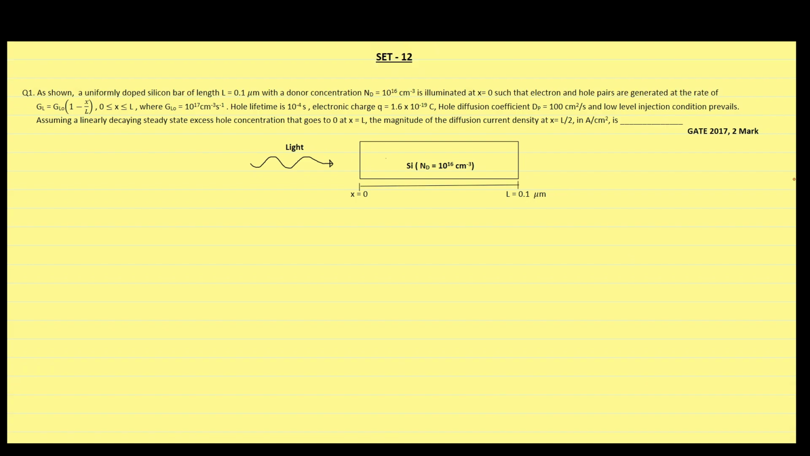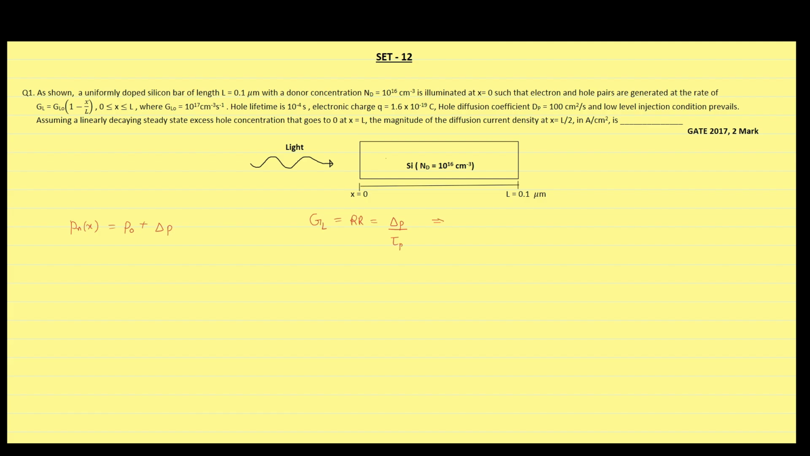We know the net hole concentration can be written as the sum of thermal equilibrium hole concentration plus excess hole concentration caused due to optical generation. Also, you know that generation rate is equal to recombination rate for equilibrium or steady state condition, and recombination rate is equal to excess charge carrier concentration divided by lifetime of minority carriers. And since the silicon semiconductor is doped with n-type impurity, the minority carrier lifetime will be of hole.